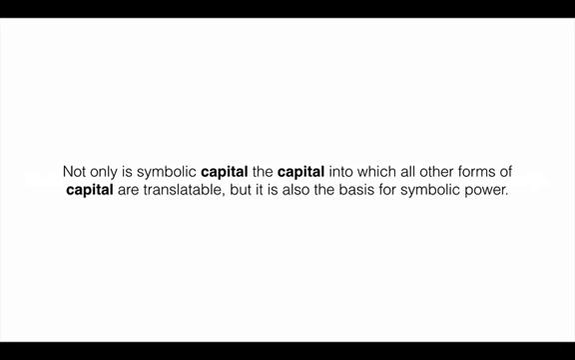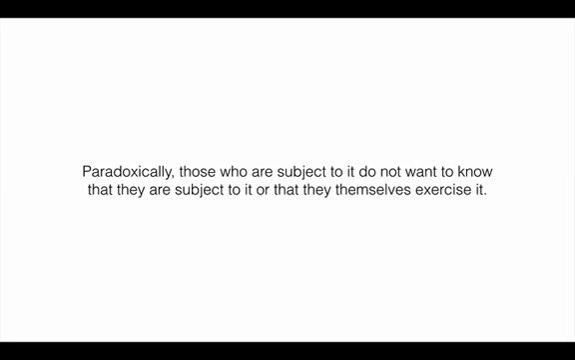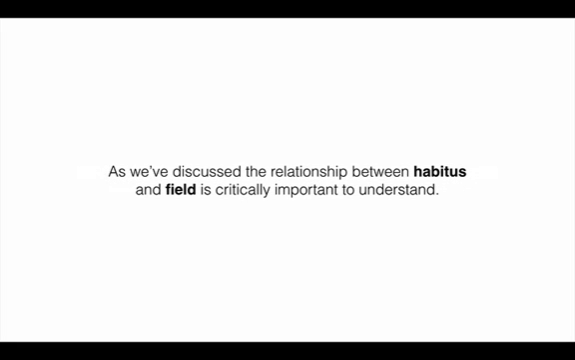Not only is symbolic capital the capital into which all forms of capital are translatable, but it is also the basis for symbolic power. Symbolic power can only be exercised with the complicity of those who subject themselves to it. Paradoxically, those who are subjected to it do not want to know they are subject to it, or that they themselves exercise it. The social order is defined in and through the relations between those who exercise power and those who submit to it.